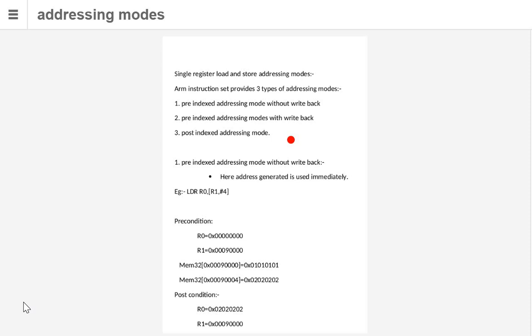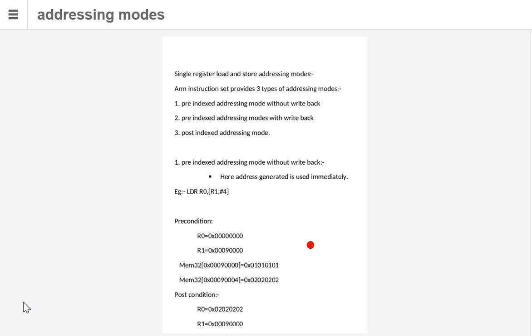Define an addressing mode. Okay. Now basically we are categorizing addressing modes into 3. First one is pre-indexed addressing mode without write back. Second one is pre-indexed addressing mode with write back, and third one is post-indexed addressing mode. These are the addressing modes we have for single register load and store instructions.